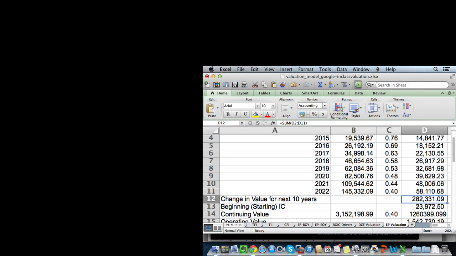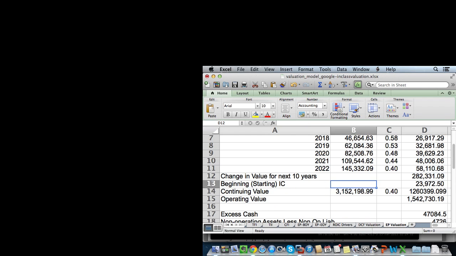Then we have to forecast how much value we're going to add into perpetuity. So that's the continuing value. And what's different is instead of using the formula that we use for continuing value, because that was the forecast for free cash flow continuing value, we have to go back to our lecture notes.